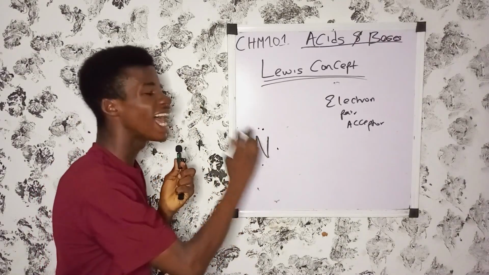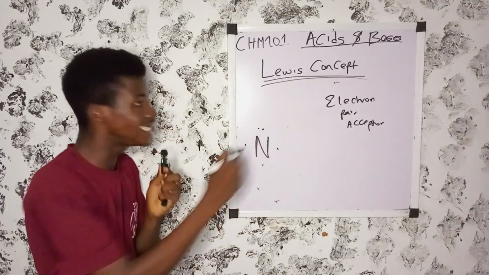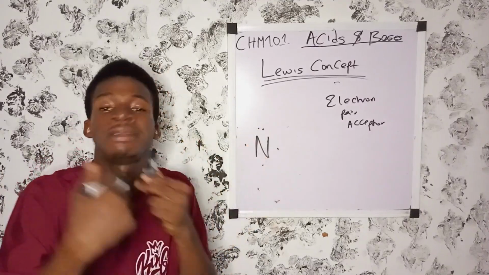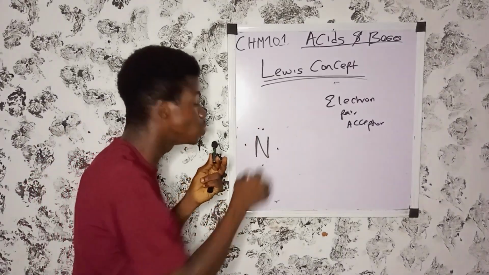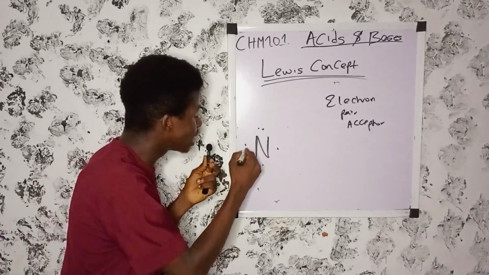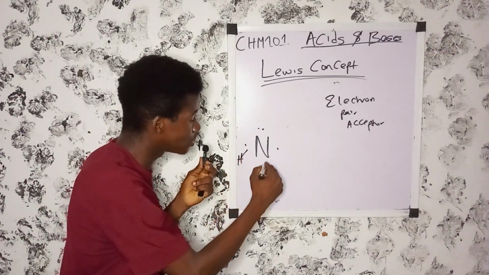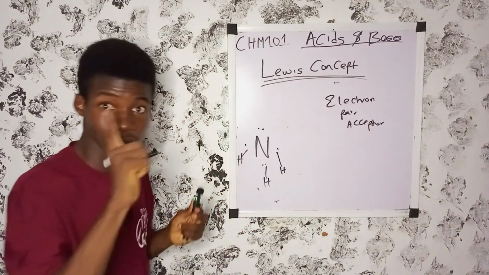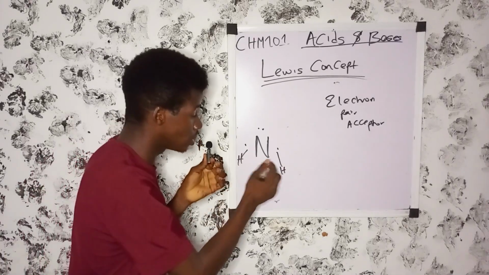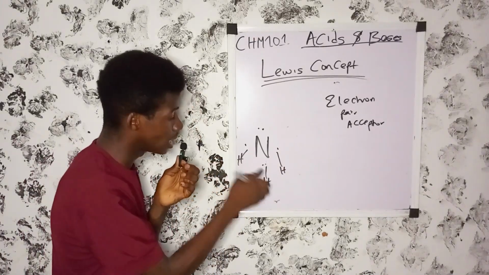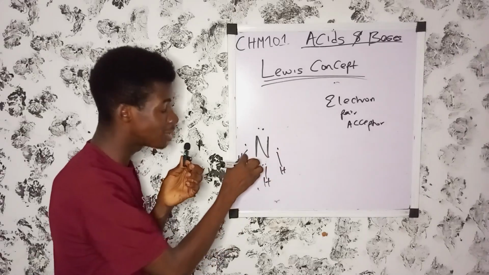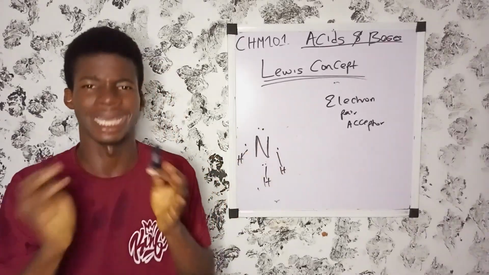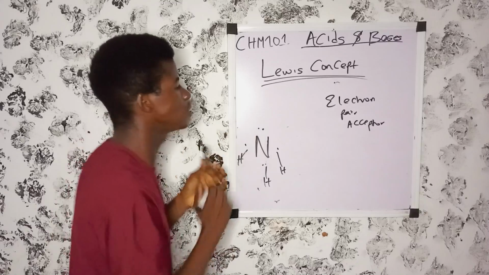Now nitrogen cannot use this pair again to react with hydrogen to form ammonia, because these electrons are already banded. It can use this one to react with other substances. When you use this to react with hydrogen, it forms ammonia. Hydrogen has one electron. Hydrogen brings its own electron and bonds with this one. So together they form ammonia.